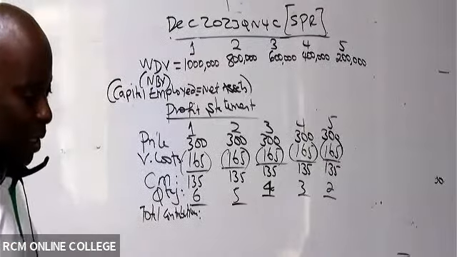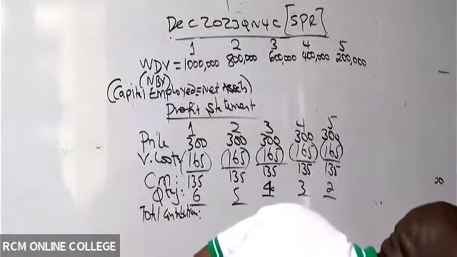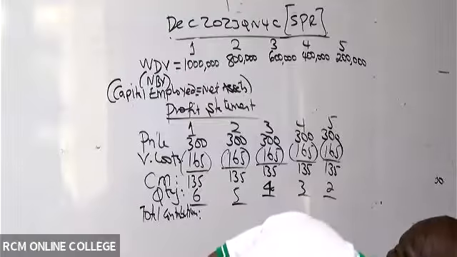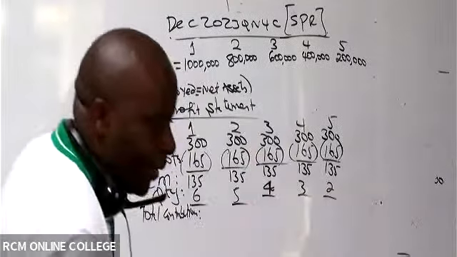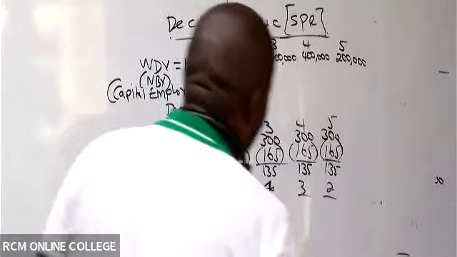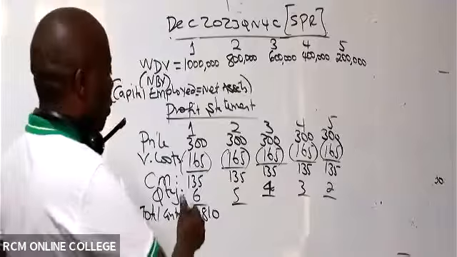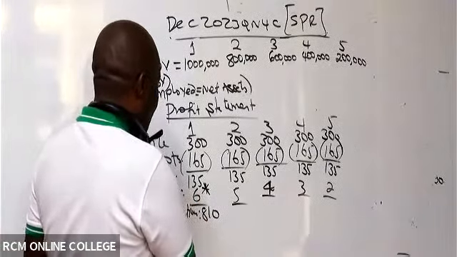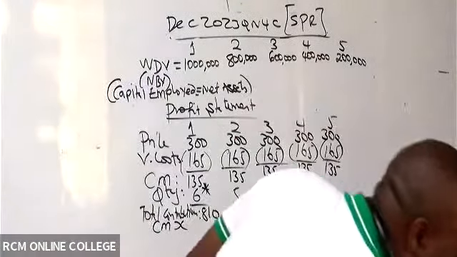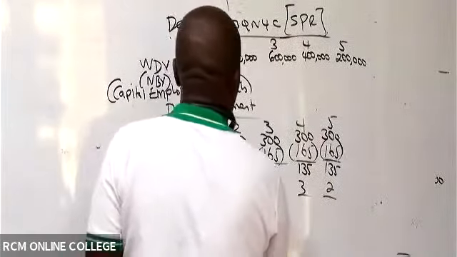So 135 times 6, we have 810. Thank you so much. Second one, 135 times 5. You can write here that you're multiplying, because this total contribution is CMX. We are multiplying. So 675. Thank you so much.